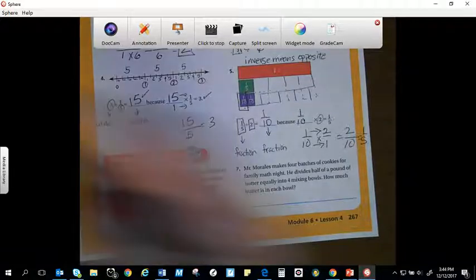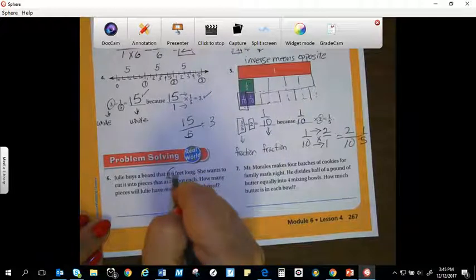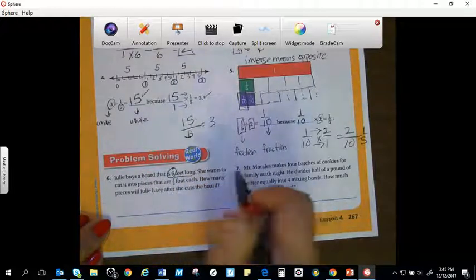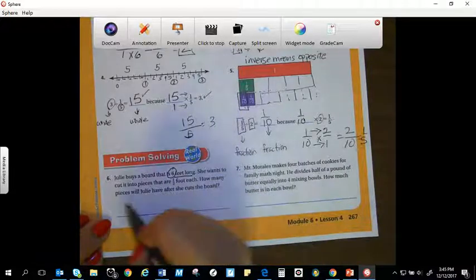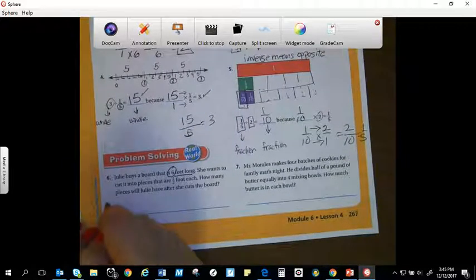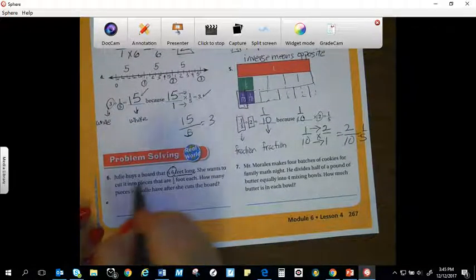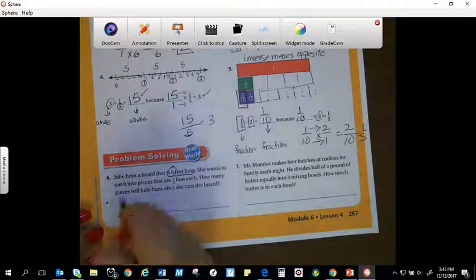All right, Julie buys a board that is 6 feet long. She wants to cut it into pieces that are 1/2 foot each. So how many pieces will Julie have after she cuts the board? All right, let me write out what I'm going to do. Julie buys a board. So she has a board. She's starting off that's 6 feet long.